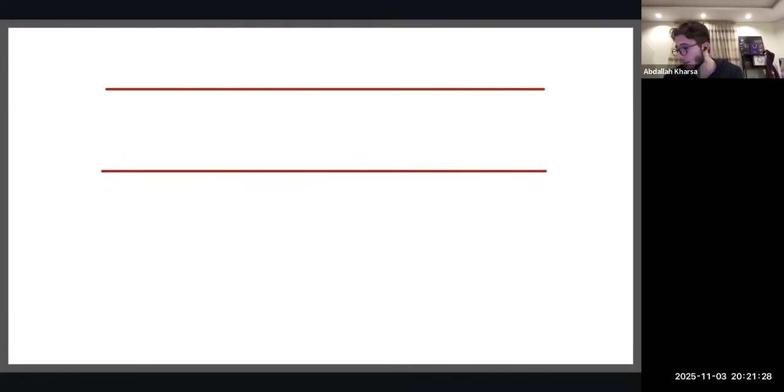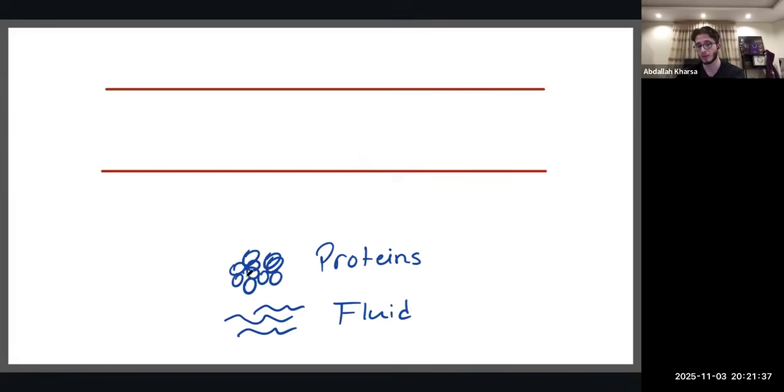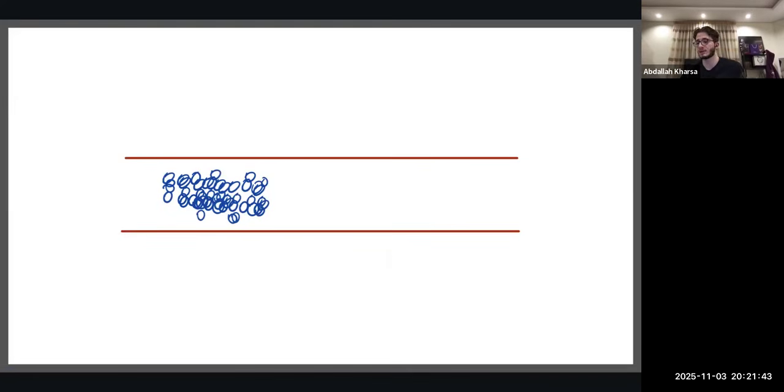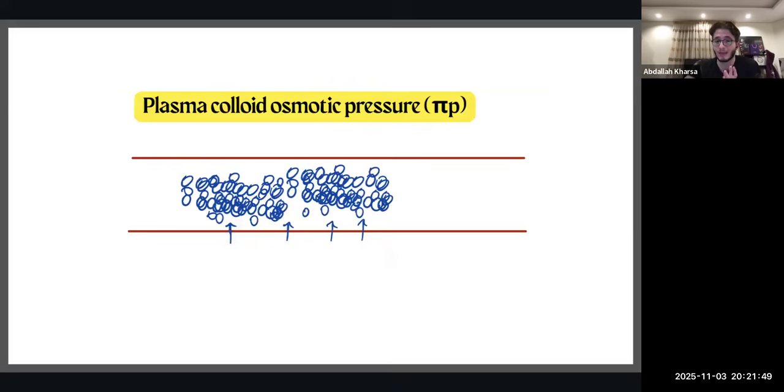Now we have the last concept. I know you guys are really tired. This is the very last concept of this lecture. Right? If we have a vessel, I want you to imagine that these circles right here are proteins, and these are fluids. If we have proteins inside this vessel, from your knowledge in F&D, these proteins are going to suck blood inside.